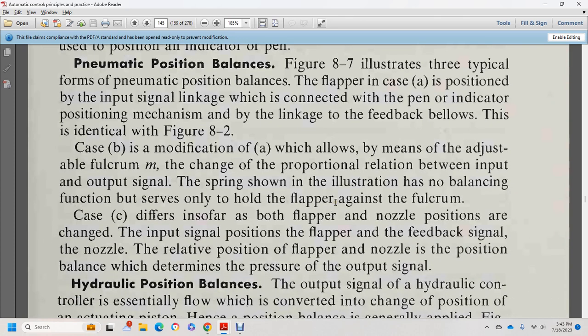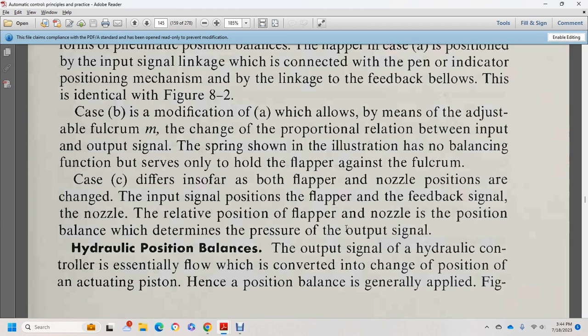In this case, see the difference in the position of both the flapper and nozzle, with the input signal position on the flapper and the feedback signal on the nozzle. The relative position of flapper and nozzle is the position balance that determines the pressure for the output signal. The hydraulic position balance has the output signal in the hydraulic controller. Control flow will be converted into a change of the position of the actuating element.